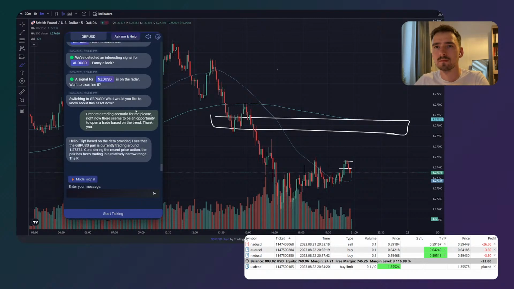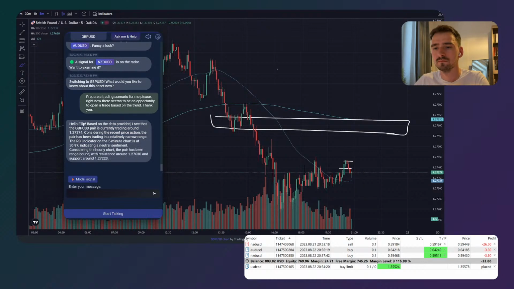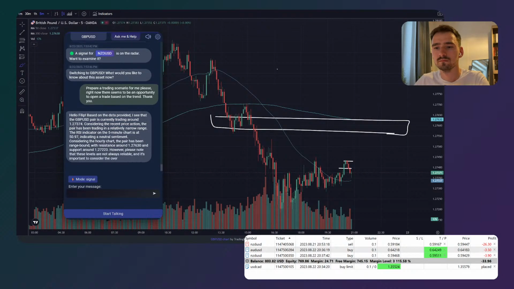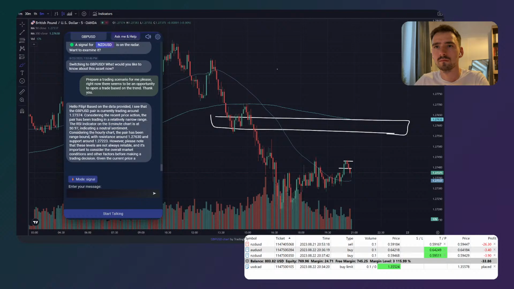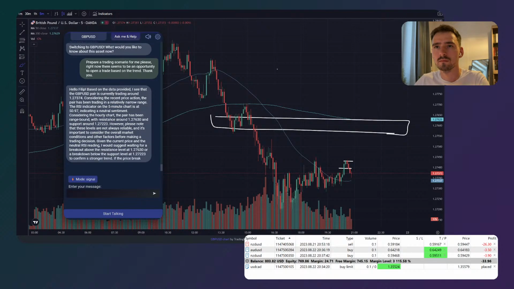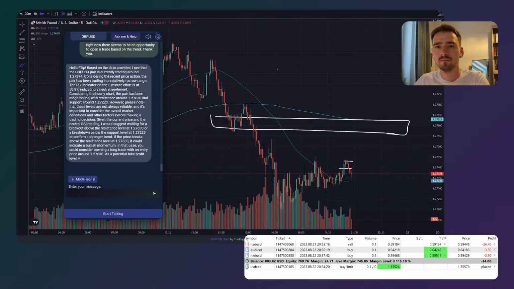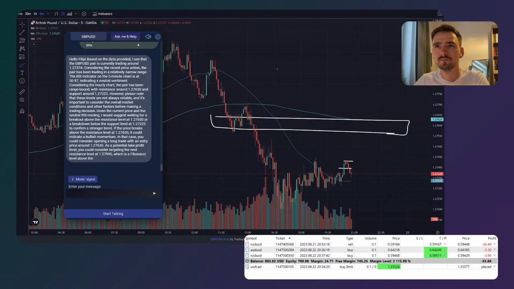Hello, Philip. Based on the data provided, I see that the GBP USD pair is currently trading around 1.27374. Considering the recent price action, the pair has been trading in a relatively narrow range. The RSI indicator on the 5-minute chart is at 50.97, indicating a neutral sentiment.